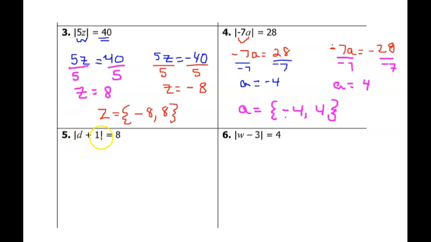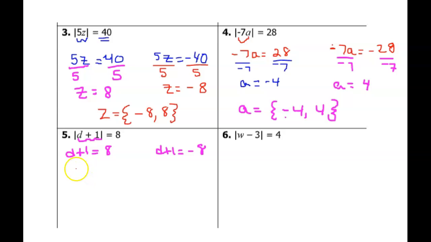Is the absolute value by itself? Yes, it is. So, Kamari, I go inside. I take d plus 1. I'm going to set it equal to 8. And then d plus 1 set equal to -8. So, I have d plus 1 equals 8. Then d plus 1 equals -8. All right. I am going to solve the left and right side.